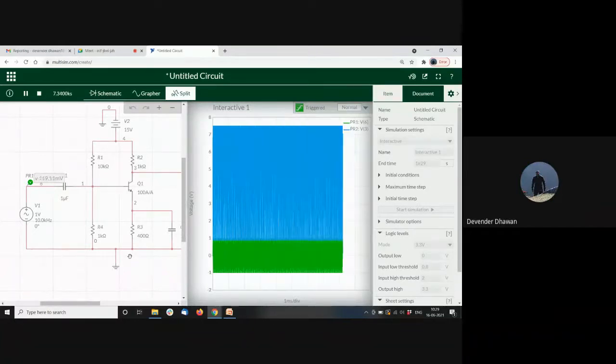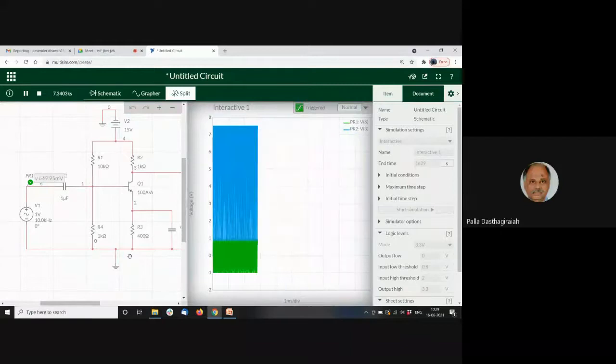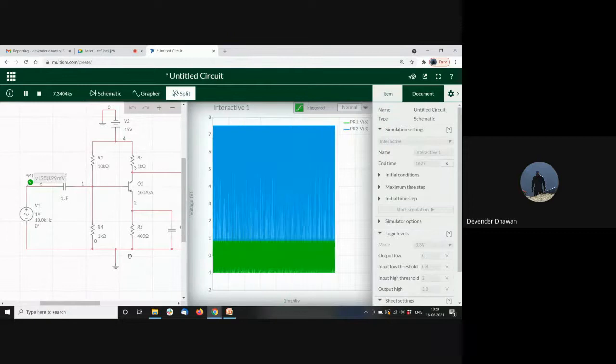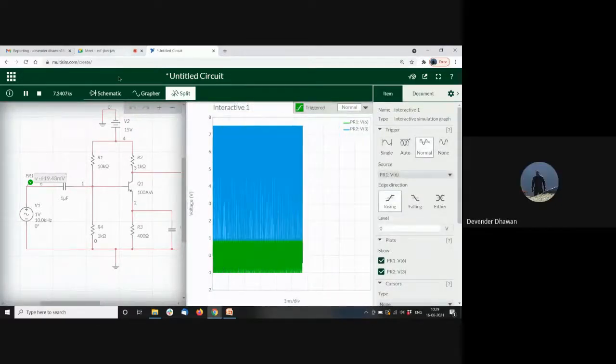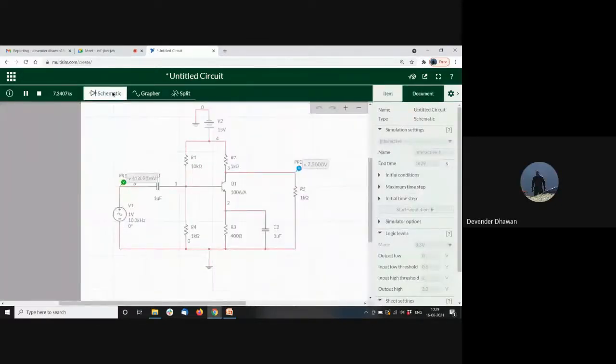Okay, any questions on this? Are there any questions on this? Okay, so this is our common emitter circuit, which is, I guess, the most common transistor circuit we use in our labs or in most of the applications.